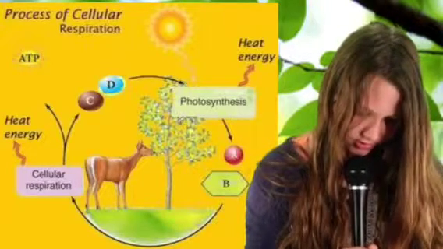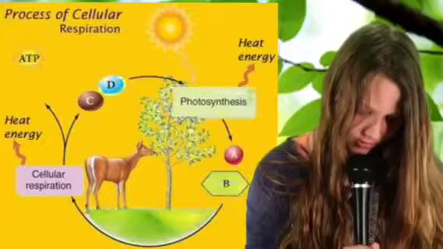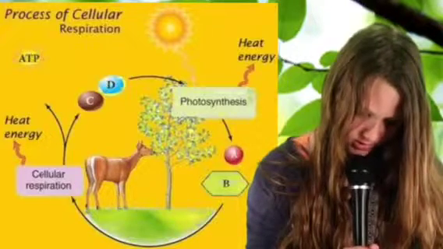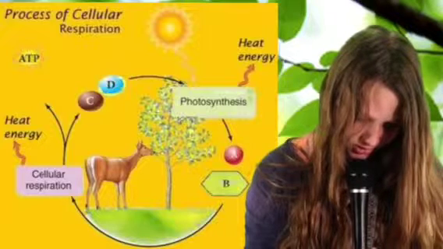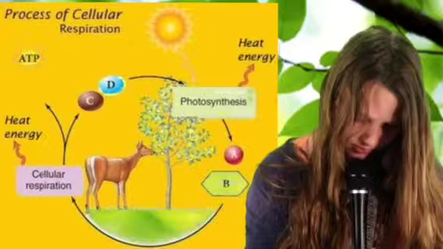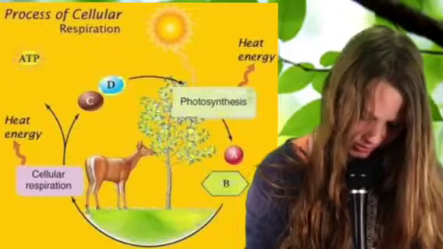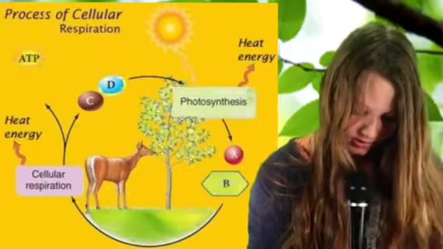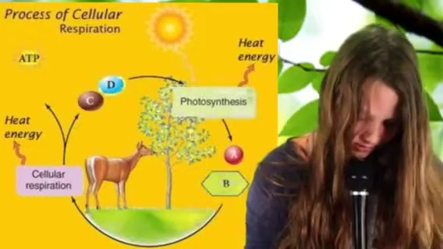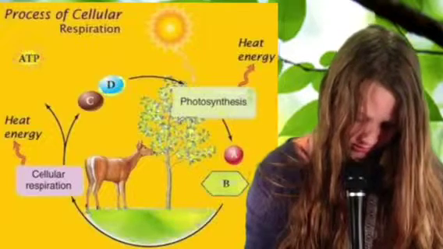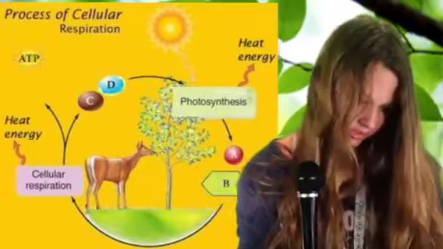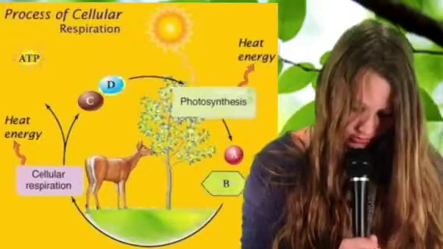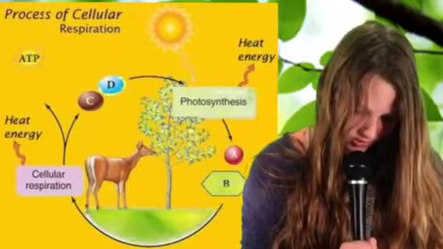How does cellular respiration relate to photosynthesis? Well, water is broken down to release oxygen during photosynthesis, and during cellular respiration, oxygen is combined with hydrogen to form water. Photosynthesis requires carbon dioxide and releases oxygen. Cellular respiration requires oxygen and releases carbon dioxide.